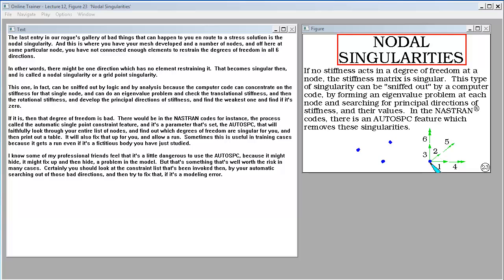There would be in the Nastran codes, for instance, the process called the automatic single point constraint feature, and it's a parameter that's set, the auto SPC, that will faithfully look through your entire list of nodes and find out which degrees of freedom are singular for you and then print out a table. It will also fix that up for you and allow a run.